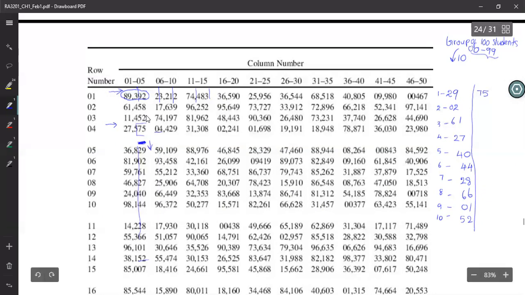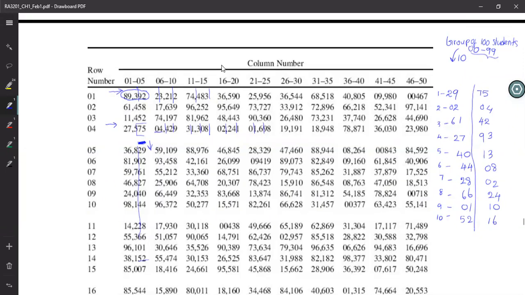Who's the next one? I have to split these numbers into 2 digits. So who's the next in my sample? The 42nd student, who has the index number 42. That will be the third in my sample. Then the 93rd one, 13, 8, 2, 24, 10, finally 16. So the 10 students having these index numbers, that is my sample. Is that clear now?